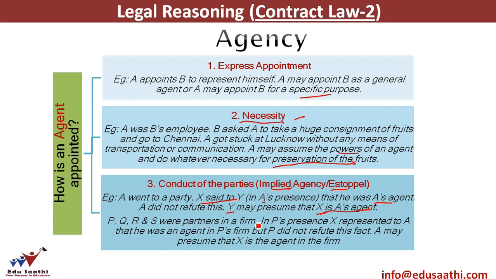P, Q, R, S were partners in a firm. If in P's presence, X represented to A that he was an agent of P's firm, but P did not refute this fact, A may presume that X is agent of the firm. In this case, he has got the implied agency of this partnership firm, right? So it is an implied agency which is derived from the conduct of parties.